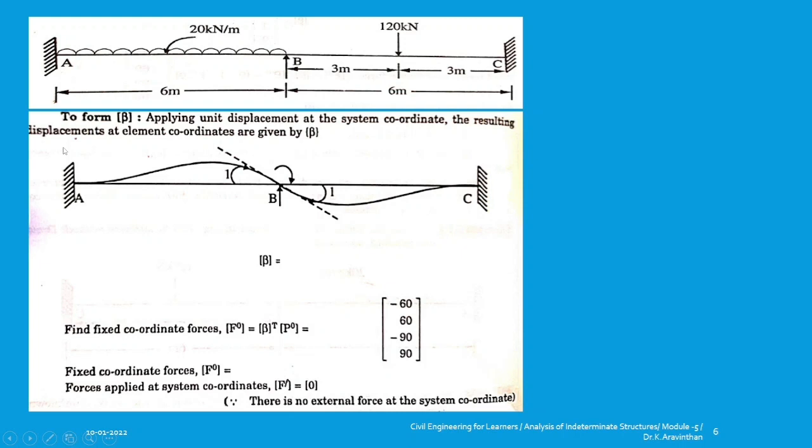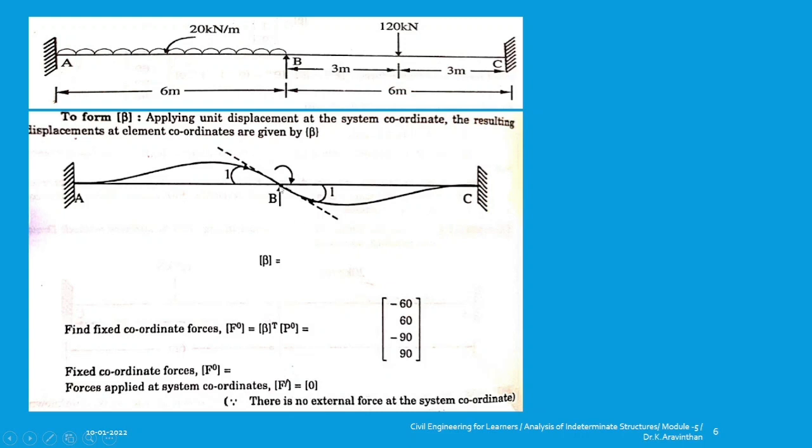This is step number 4, to form the beta matrix. Beta is the transformation matrix. You have to apply a unit load at the kinematic indeterminacy. Where is the indeterminacy you have found? At the joint B. You have to apply 1 at the joint B. If you try to twist this beam at this joint, what will happen? The beam will bend like this. Here you will not have any displacement or rotation, and at this B you will have some rotation, and B to C you will have some rotation. So this is called kinematic indeterminacy.